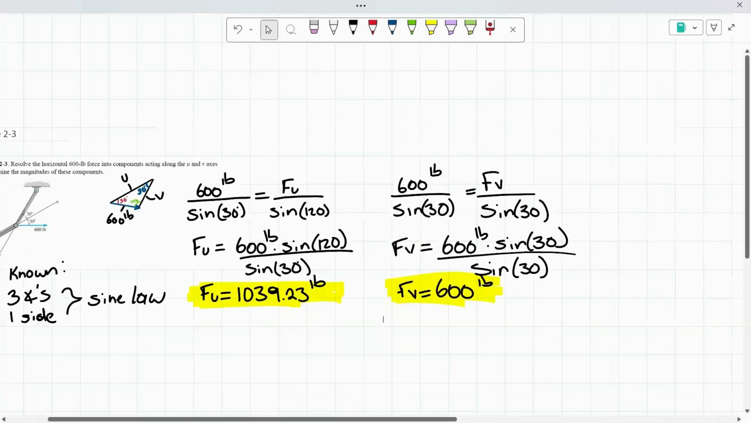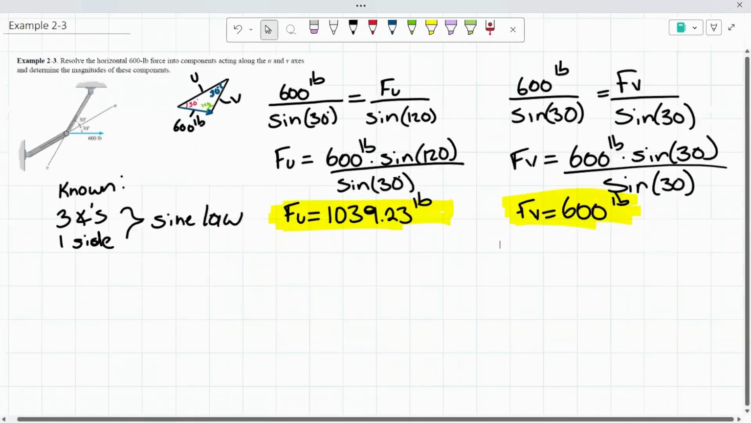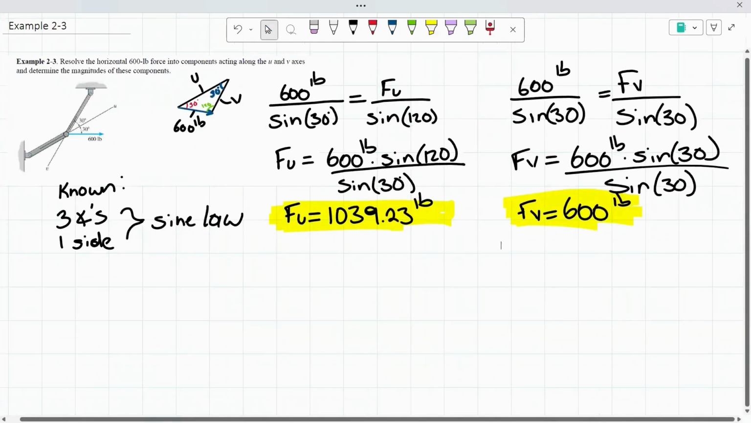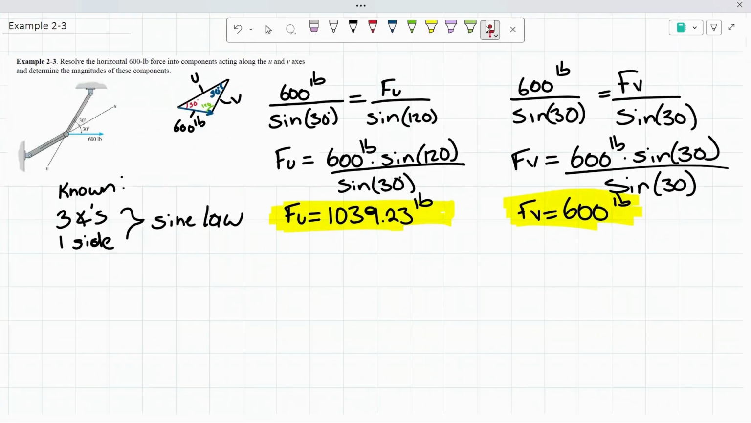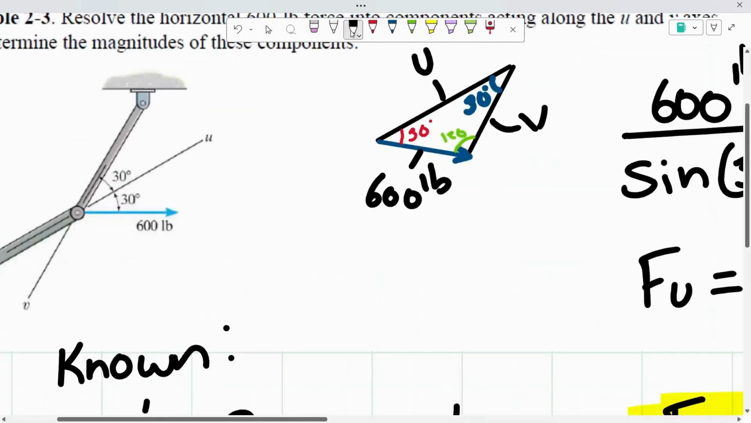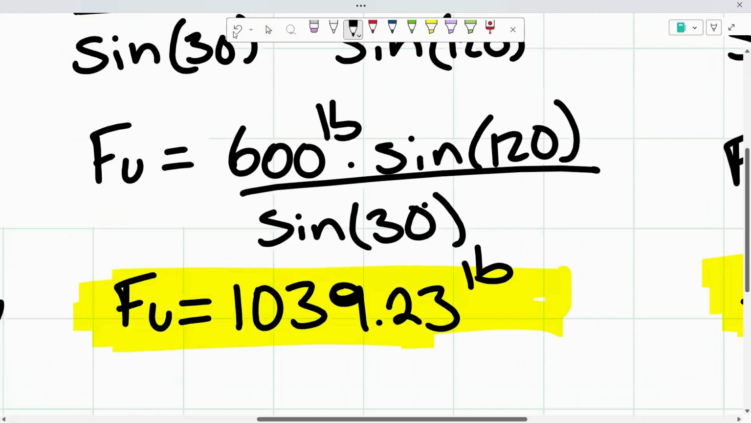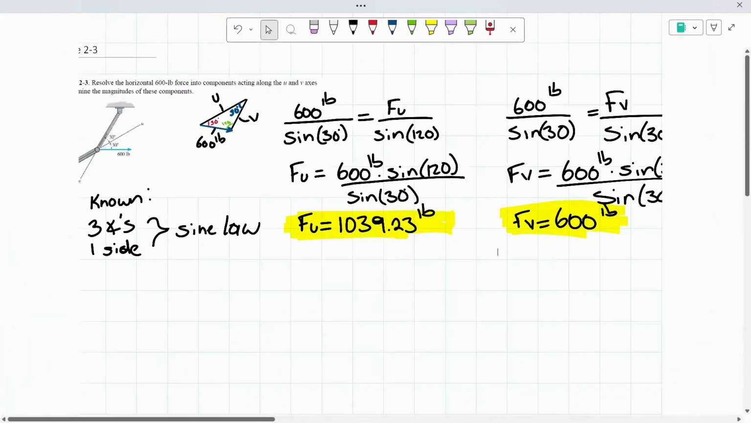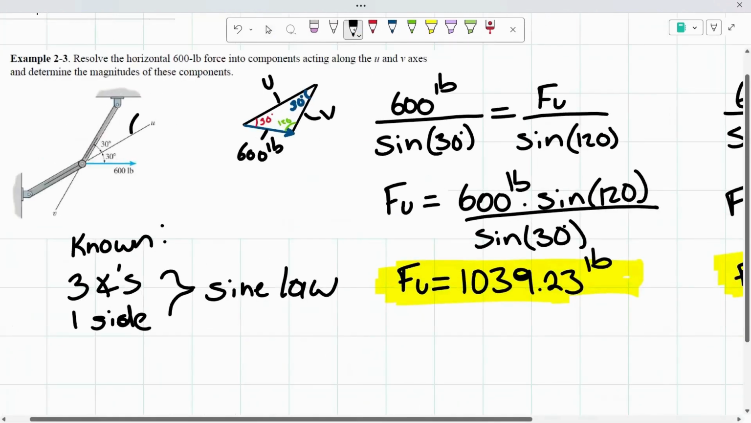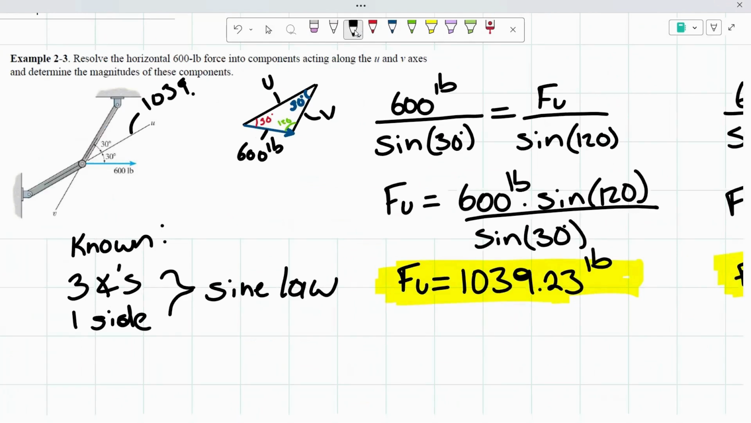And just like that, we were able to find the magnitude of these components, the U and V components. So this U component right here has a magnitude of 1,039.23 pounds, and this one has a magnitude of 600 pounds.